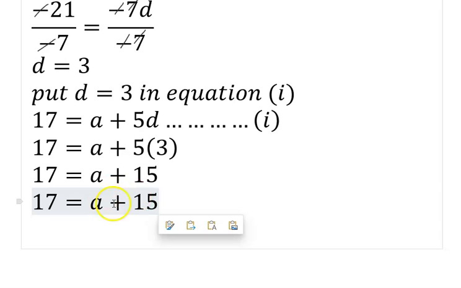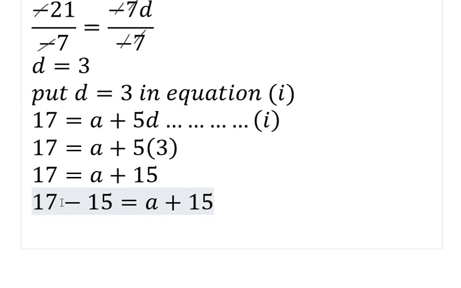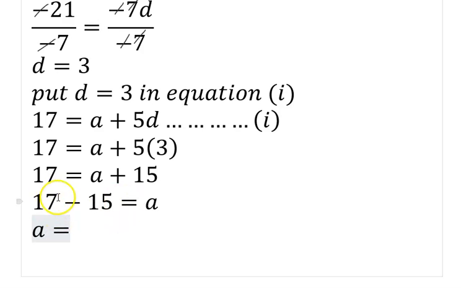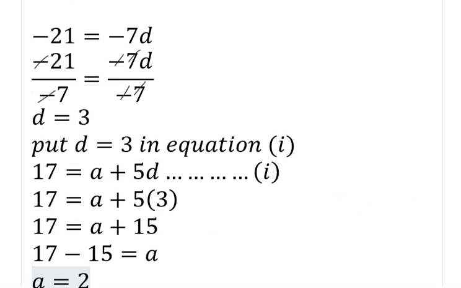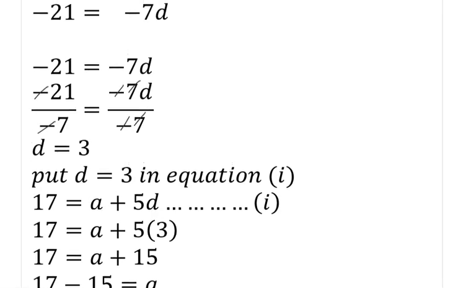So now, let's collect like terms. If this 15 with plus crosses the equality sign and comes to meet this 17, it will change to what? Minus. So this 15 has gone there, and our A is now standing alone. So A will now be what? 17 minus 15 will give us what? 2. That means our first term is 2 and our common difference is 3.